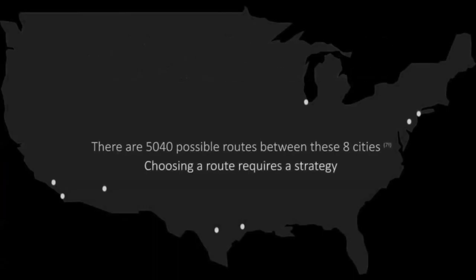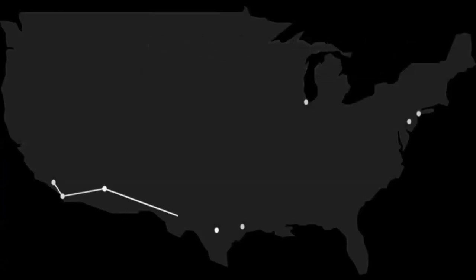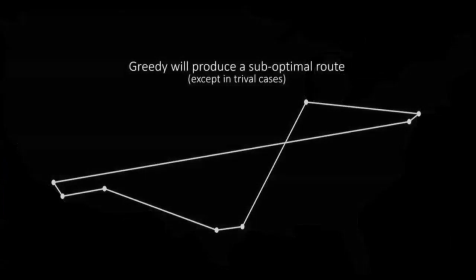So for 8 cities, there'd be 5,040 different routes that can be taken. So we can start off with the greedy algorithm approach, where you just choose the closest one. And this is the output it would give you. It's suboptimal.